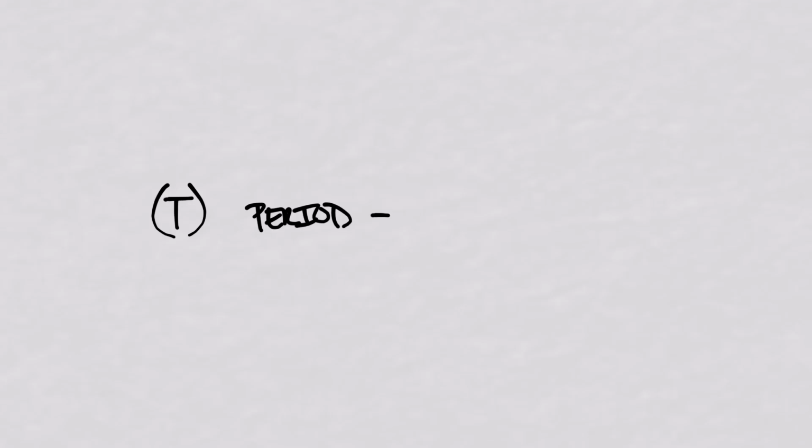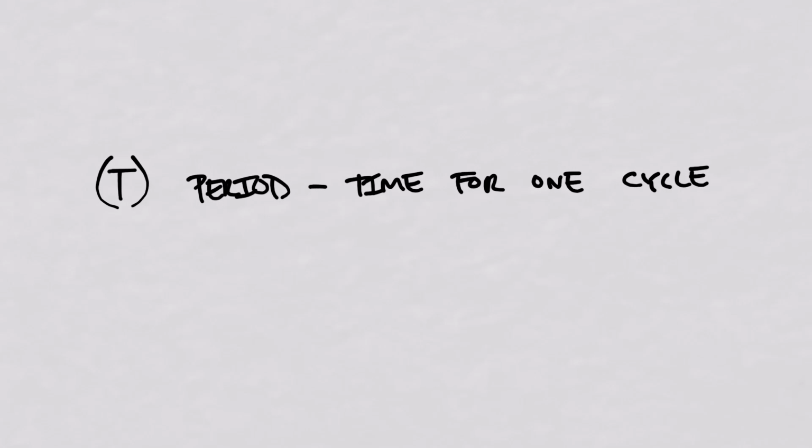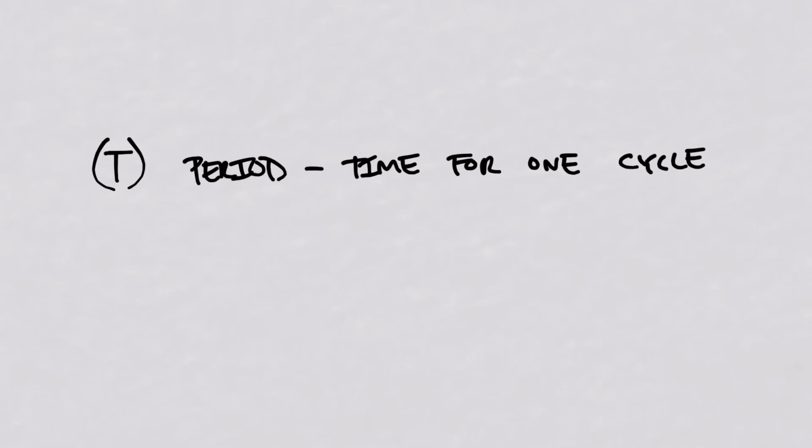But we've also talked a little bit about the frequency. So to start off, T is going to be our variable for period. You know the period, the definition of the period, to be the time for one cycle. And a cycle is, again, the back and forth motion of the pendulum. So one full back and forth. And this is measured in seconds.